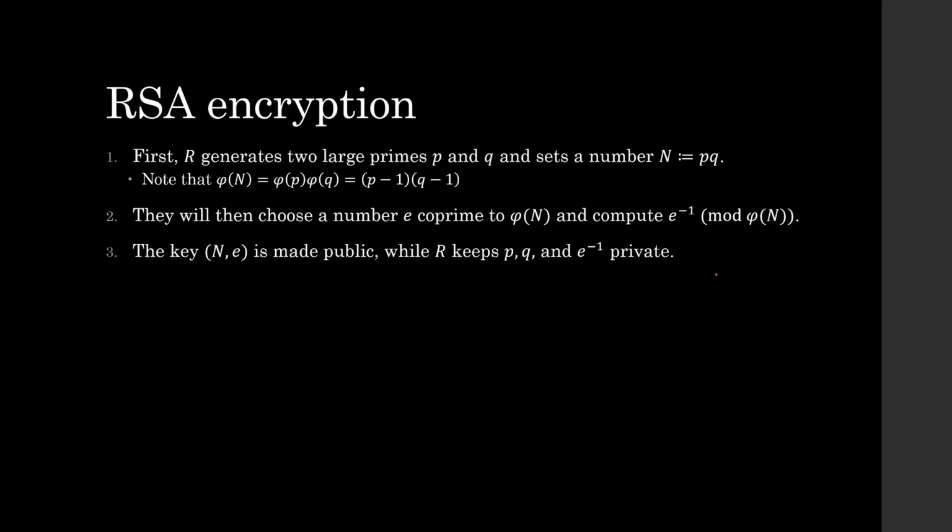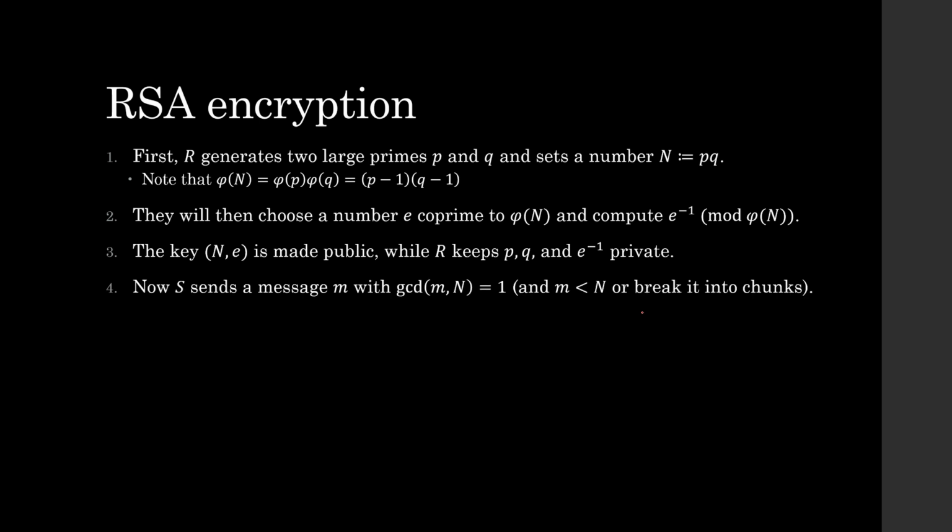So now the key that we're going to make public is the tuple N and E. Really, you could say two keys are being made public, N and E. And R is going to keep P, Q, and E to the minus 1 private. Keep in mind, P and Q can't be recovered from N, and because E to the minus 1 depends on phi of N, which itself depends on P and Q, it can't be recovered from N either. So as long as you keep those private, you're good to go, because that's just so hard to invert. Or at least, if there's an easy way to invert it, we just don't know it yet.